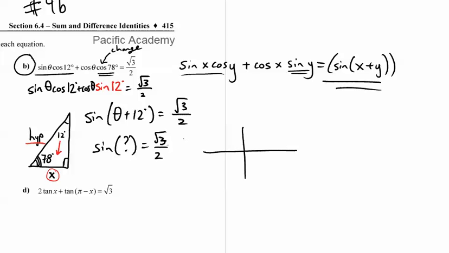So that means that y is the long side of a 1, 2, root 3 triangle. So that would be 60 degrees, or pi over 3. So since 12 degrees is written in degrees, we'll write this as 60.